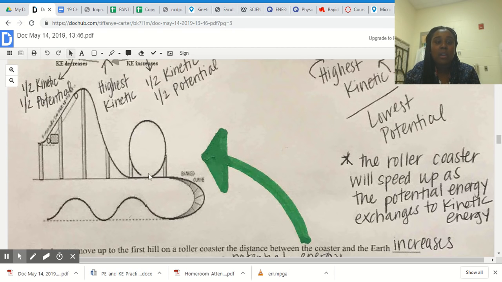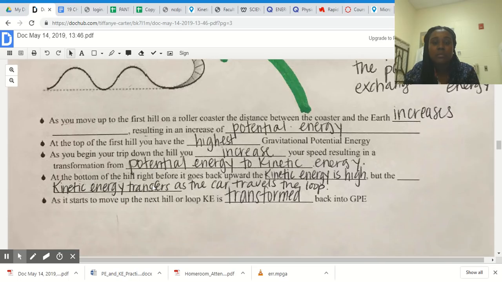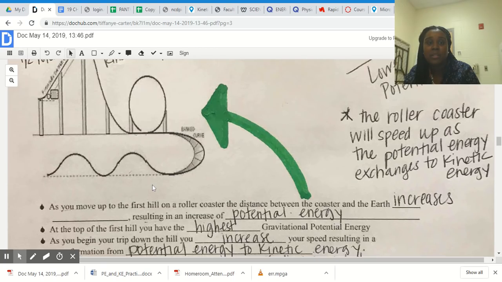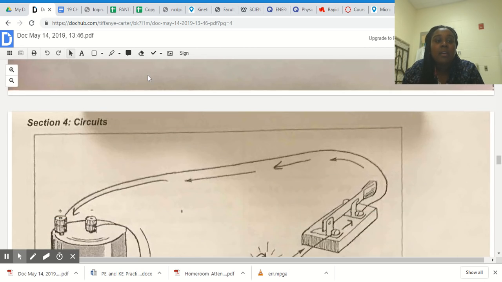So looking at our picture, down here, our potential energy is low and our kinetic energy is high because of its distance. So I'm storing energy up here, and now it's energy of motion down here, so kinetic energy. But as I travel this loop, my potential energy is going to increase here, but it's going to decrease as I move down my loop. So lastly, as it starts to move up the next hill or loop, kinetic energy is transferred back into gravitational potential energy. So as I travel this loop and travel up it, and I get to the top of the loop, I'm going to gain gravitational potential energy and lose kinetic energy because it's transferred.